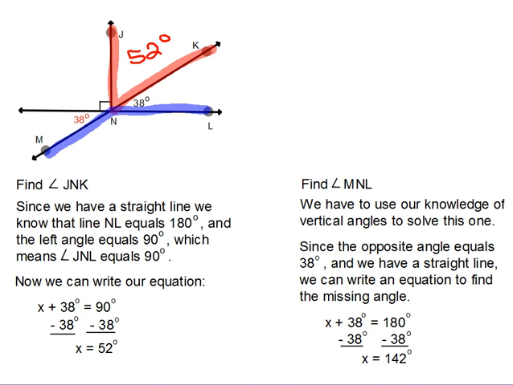Another way we could have figured that out is with vertical angles as well. We know that from here to here is 90 degrees, and we know that from here to here is 52. Since these cross each other, whatever this pink angle is going to be equals whatever is opposite it. So 90 plus 52 equals 142. So that was one other way we could have done it.